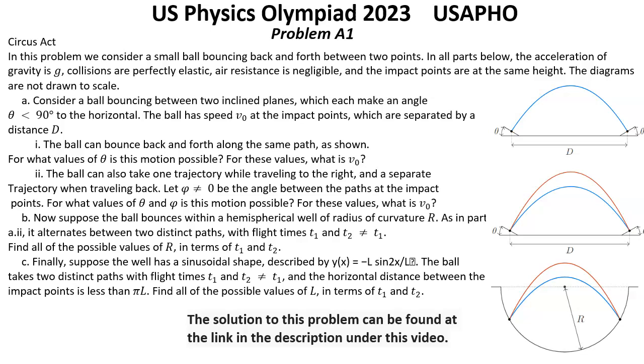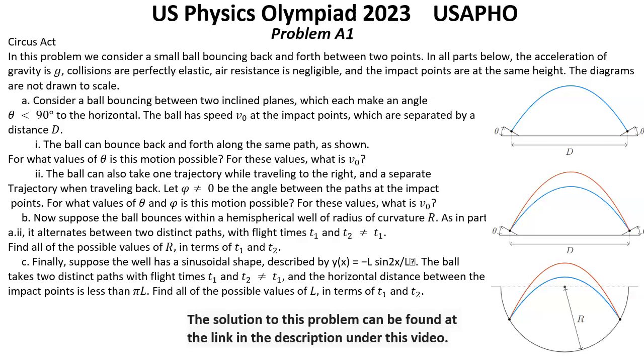Each part had 3 questions and lasts for 90 minutes. Problem A1. Circus act. In this problem we consider a small ball bouncing back and forth between 2 points. In all parts below, the acceleration of gravity is g. Collisions are perfectly elastic, air resistance is negligible, and the impact points are at the same height. The diagrams are not drawn to scale.